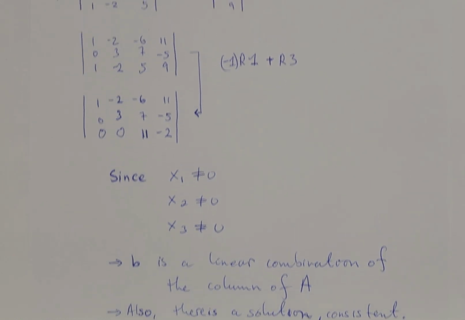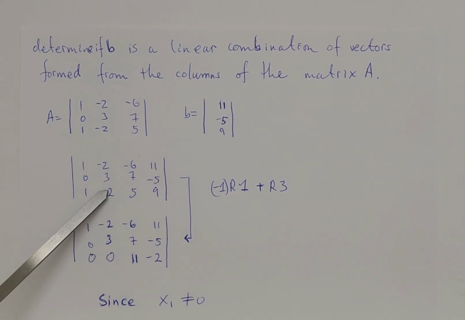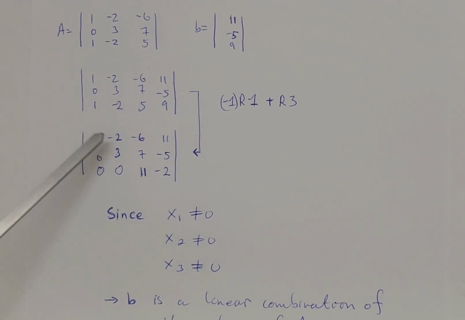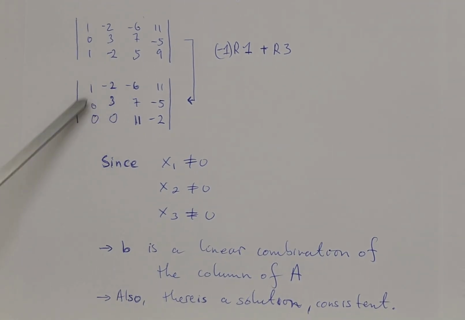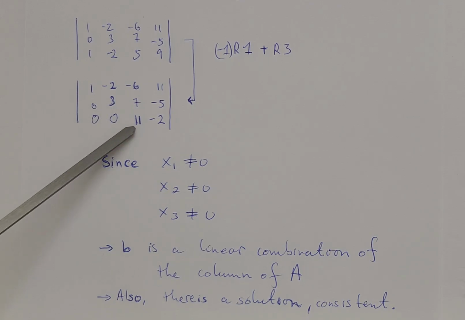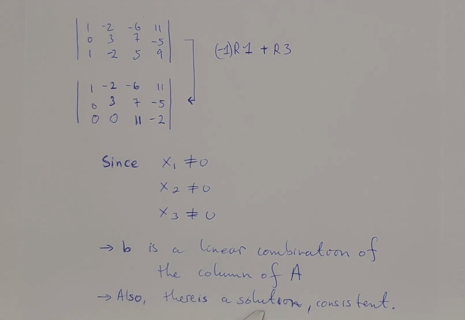One more time. This is A. This is B. Put these two together. Do your row operations, come down to this portion, and if this spot and this spot and this spot, these three spots are not 0, then it is a linear combination of matrix A. There is a solution and it is consistent.